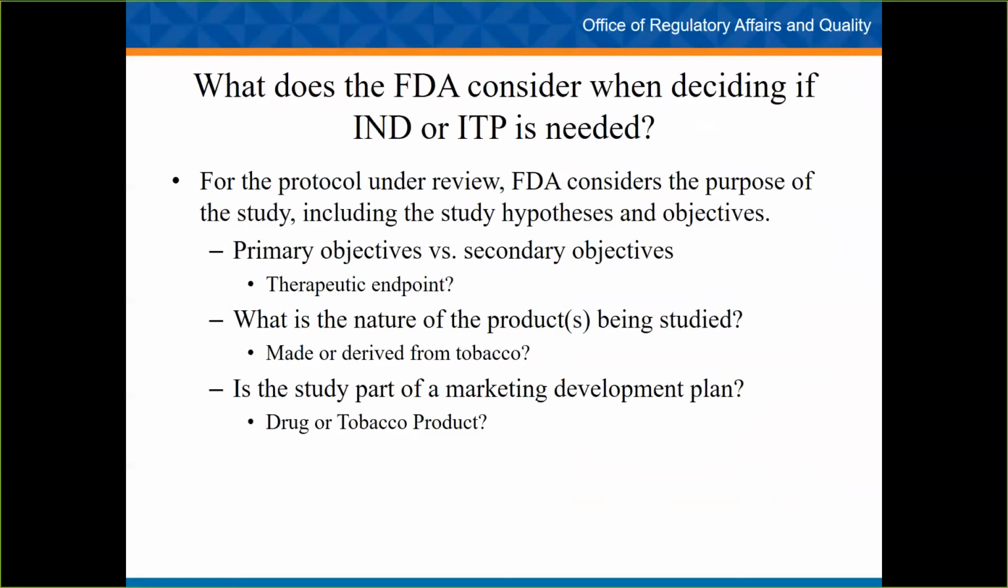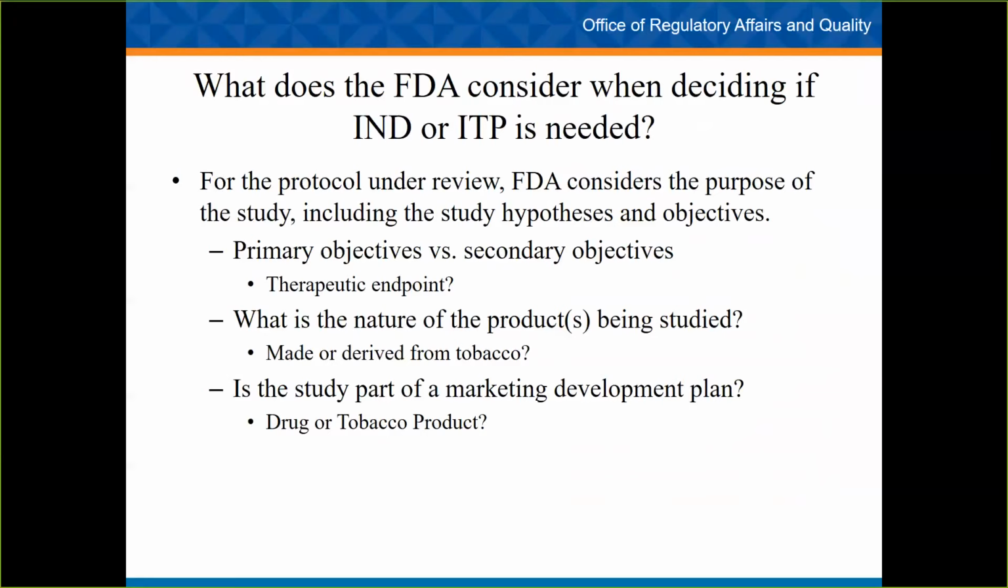So for the purpose of protocols under review, FDA considers the purpose of the study and the study hypotheses and objectives when they're deciding which application it best fits under. Particularly the primary objective versus secondary objectives. So if you have a therapeutic endpoint as your primary objective, you're going to fall into the IND category. But then again, ITP studies do require some therapeutic endpoints, looking at withdrawal and things like that. So it's okay to have those as long as they're secondary endpoints and they're not the focus of the study.